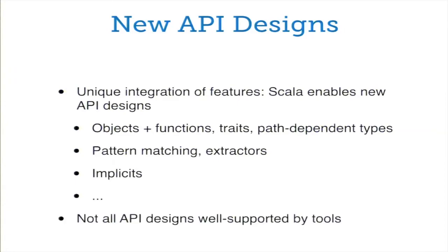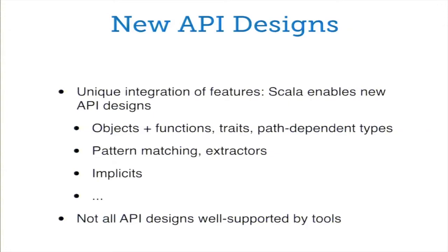But all these things essentially mean that you can design APIs that you could not design in other languages, right? But of course that holds the other way around. If you design a new library for Rust, it's going to look very different from a Java API, right? So that's clear. But the important point here is that not all API designs are actually well supported by tools, right?